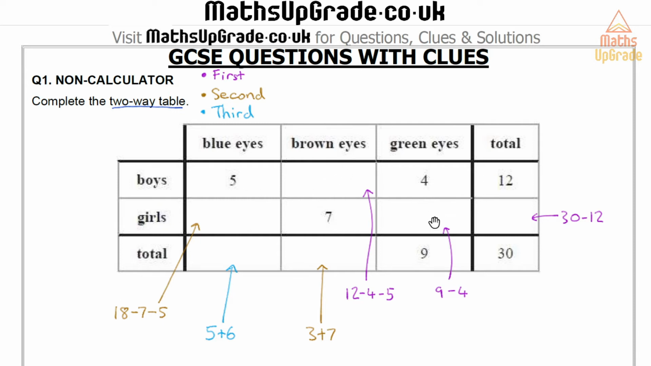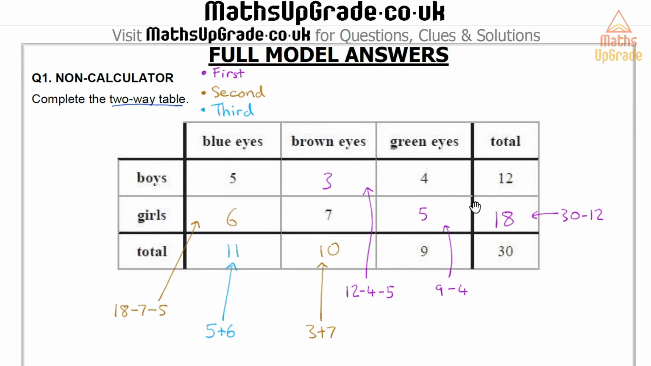Similarly, I can find this value here, since I can do 9 minus 4, which gives us 5 girls with green eyes. And this value here is going to be 30 minus 12, which would be 18. So I can work those out. Once I've worked those out, I can then start to work out the other numbers here. So, for example, I can start on this number here, since I know this is 3. So 3 plus 7 must be 10.